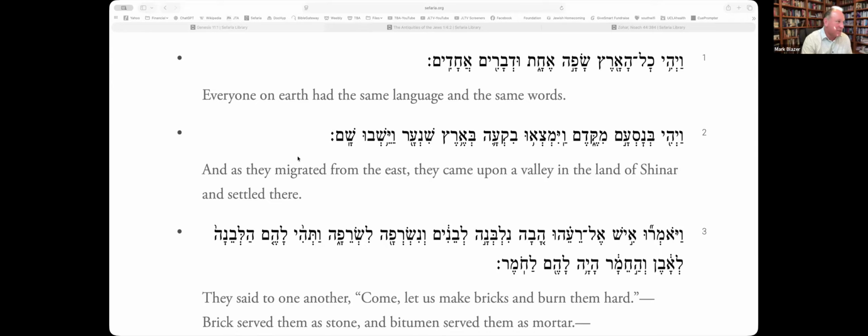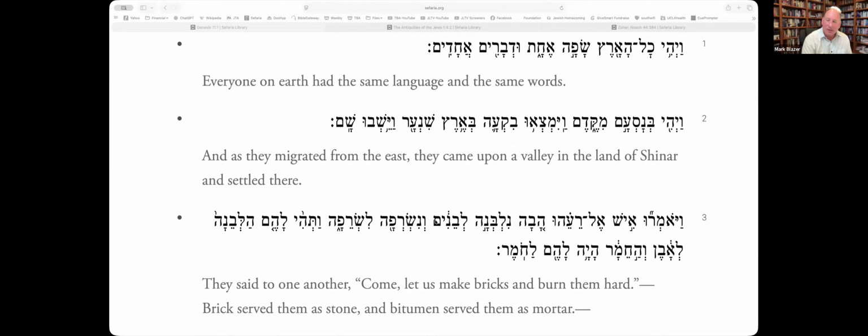That's the fancy name for it. If you're a biblical historian, that's what they call it, the Table of Nations. By the way, I have a really interesting one of my favorite Bible commentaries.